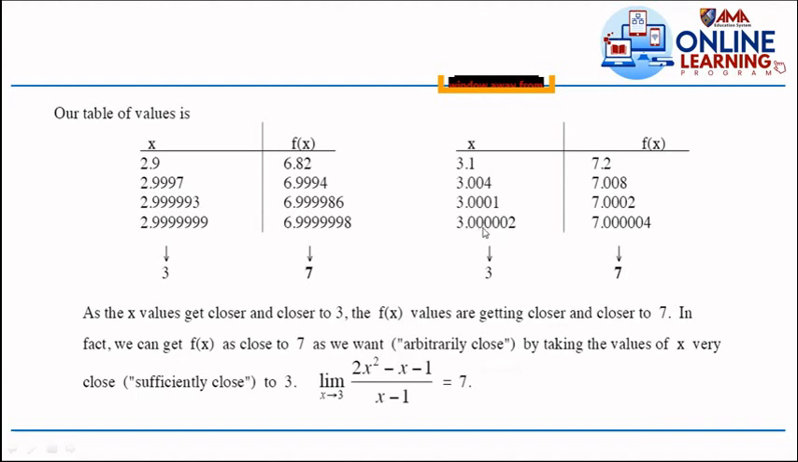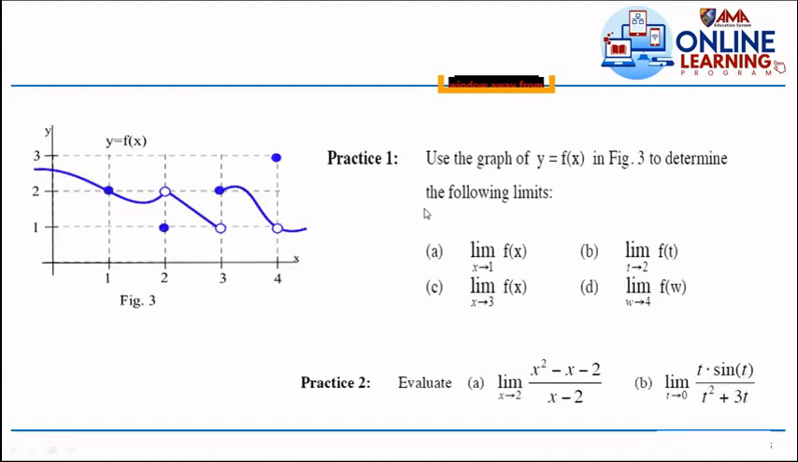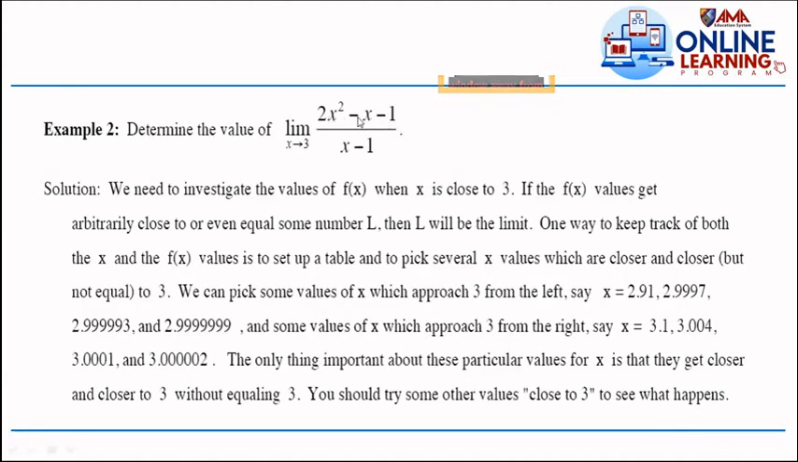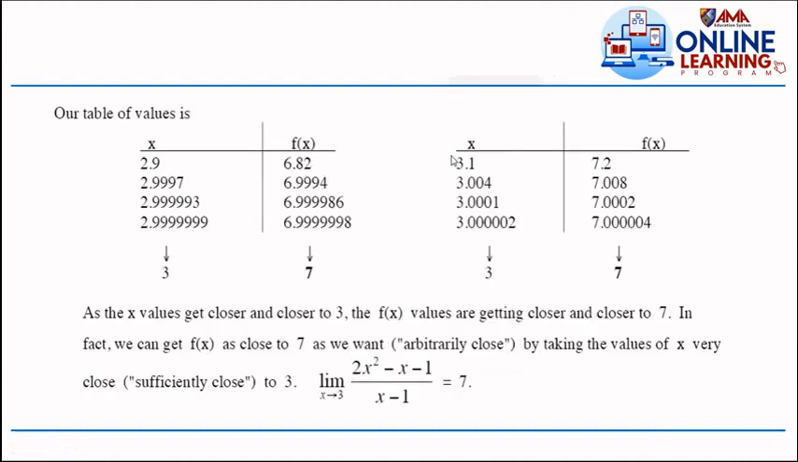For the last one, 3.002. Okay? If you're going to substitute it here, squared multiplied by 2 minus 3.002 minus 1 divided by 3.002 minus 1, the answer is 7.0004. So from your right values, if x approaches to 3, your limit is also approaches to 7. Kaya sabi dito, as the x values get closer and closer to 3, the function of x values are getting closer and closer to 7.